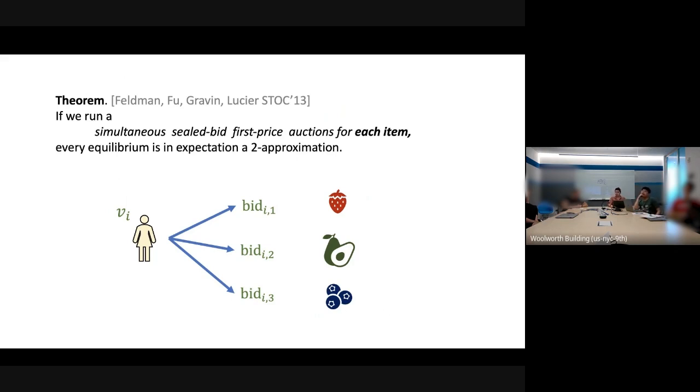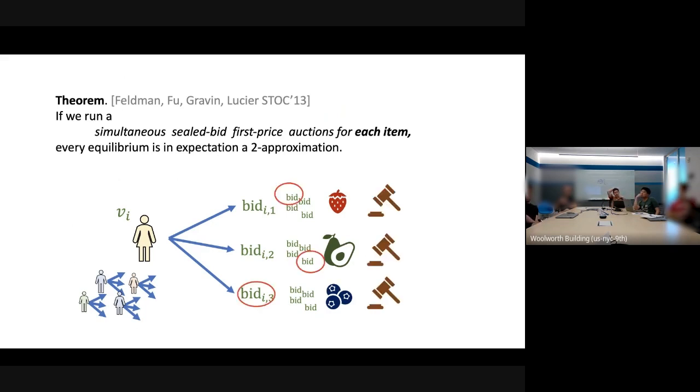Now, what's this mechanism? We run simultaneously for each item a first price auction. That means that a given agent i has to submit a bid for each of the items, right? In this example, I have 3 items. So agent i has to submit a bid for the strawberry, one for the avocado, and one for the blueberry, right? And all other agents have to do the same, so we get n bids for each item, and then we give each item to the highest bidder, right? That's the mechanism.